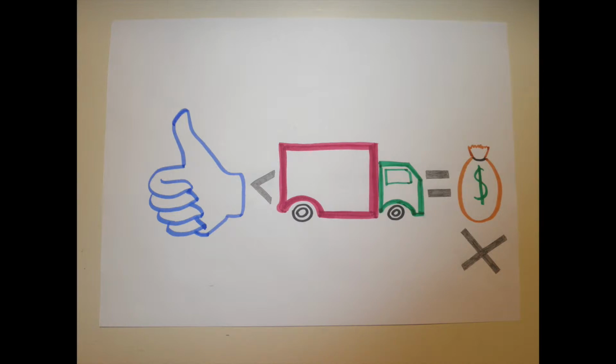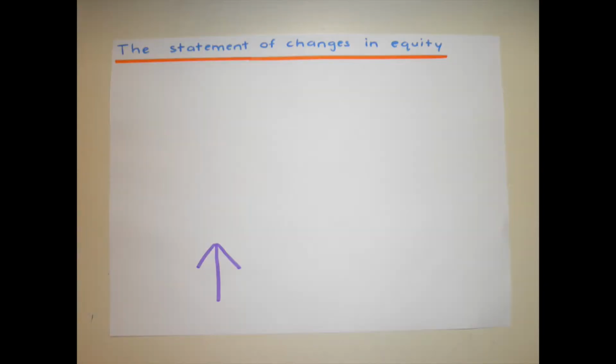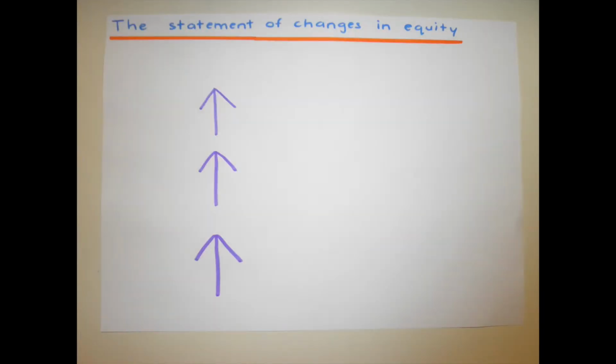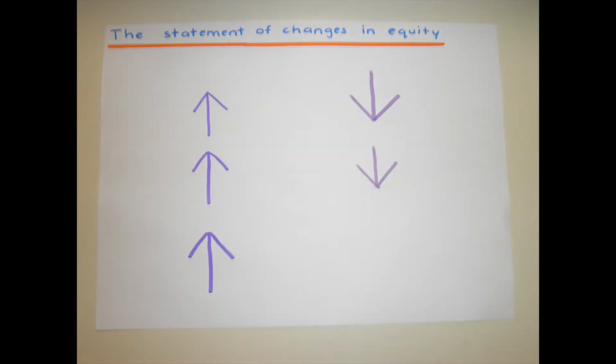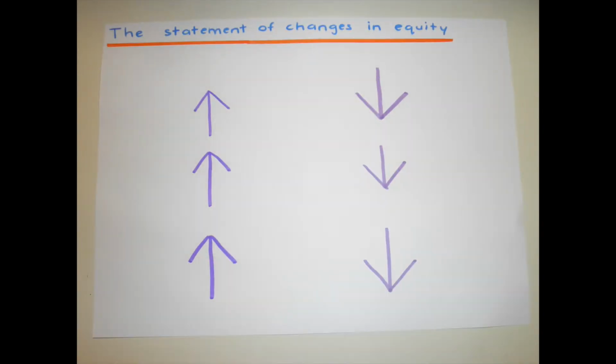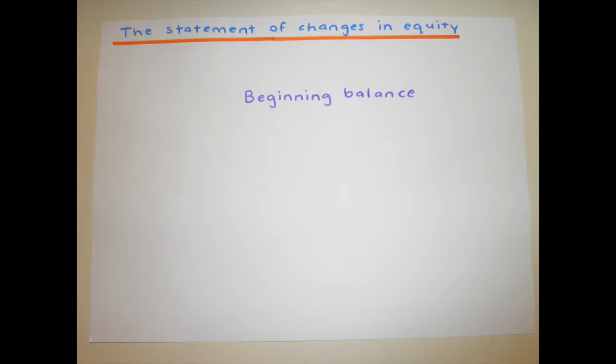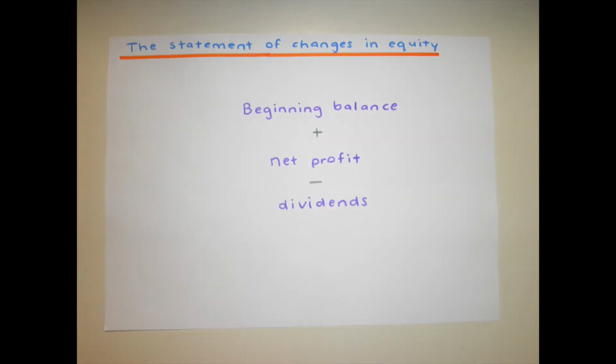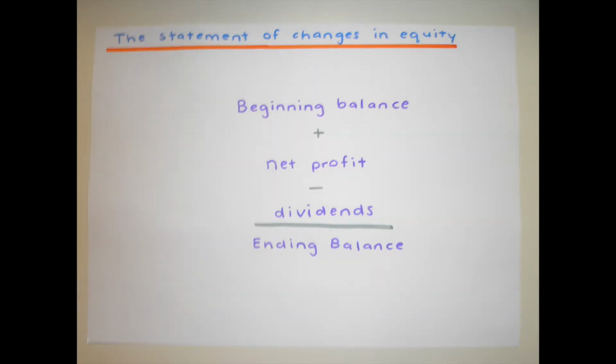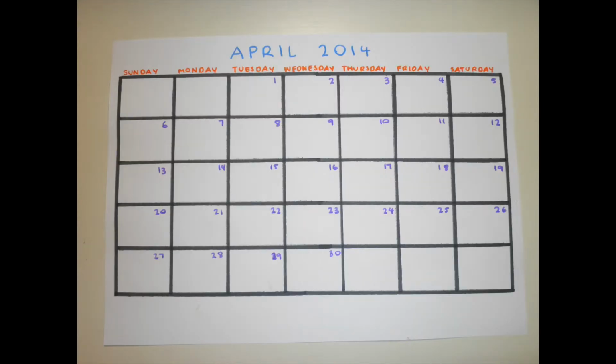The statement of changes in equity conveys the growth of equity as a result of profitable operations and the distribution of equity in the form of dividends. It follows the structure of beginning balance, add net profit, less dividends equals ending balance. It presents a summary of changes in owner's equity during the same period as the income statement.